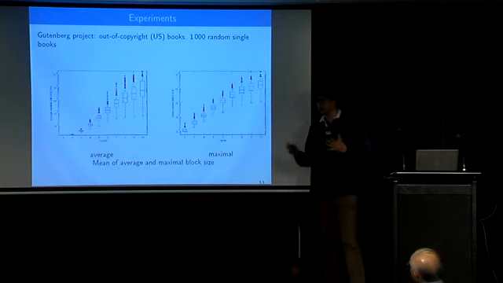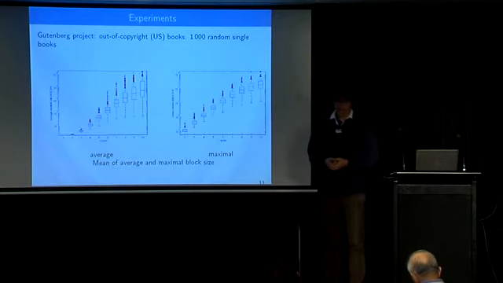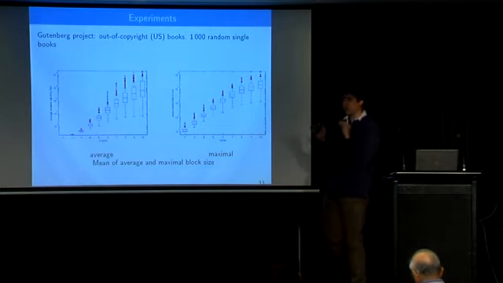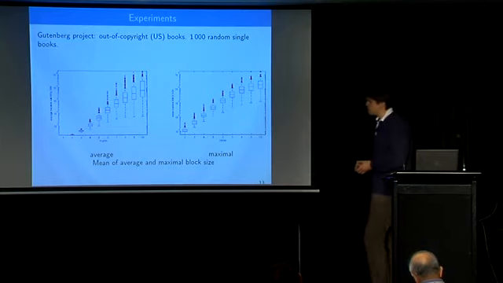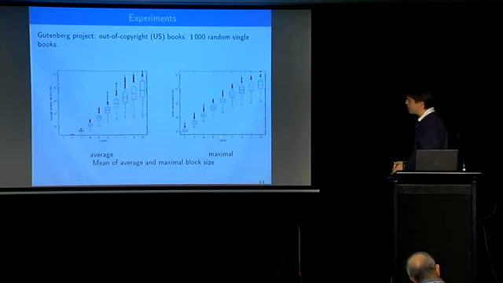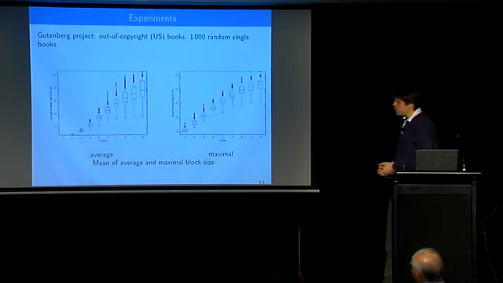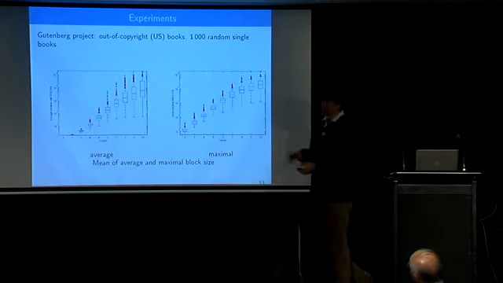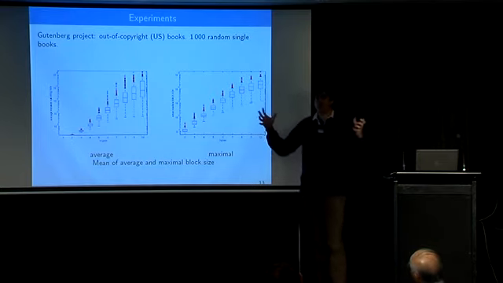These are out-of-copyright books which are freely available. And what we did, we took a couple of these; the plots are on single books only. So it's maybe hard to see, but what we have on the x-axis in both cases are the n-grams. So we consider from bigrams to 10-grams. And the left plot shows you the mean average size of these maximal blocks that we obtain.